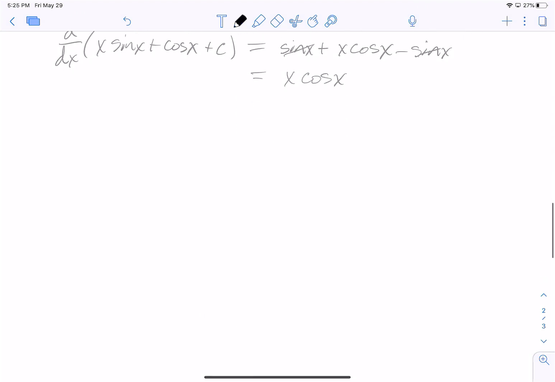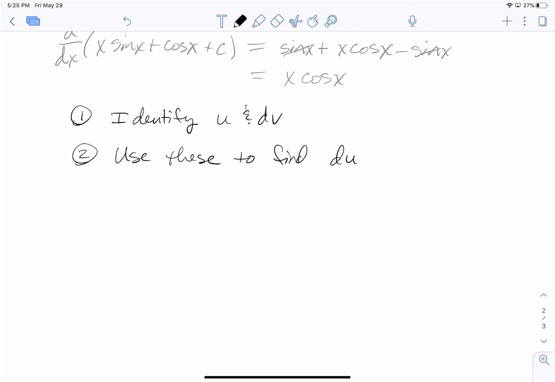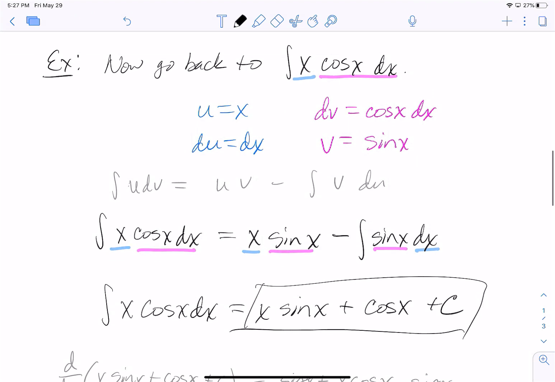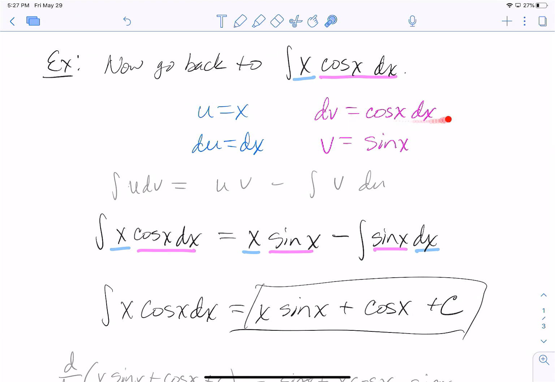Let's recap this process. First, what we do is we identify u and dv. And that's a choice that we make. Using those u and dv, we find du by differentiating and v by anti-differentiating, and then flesh out the formula. I will make one note here. Never identify dv as the natural log of x dx. It just won't get you anywhere. You can try it, but I warned you. Now, back up here, we identified u as x and dv was cosine of x.